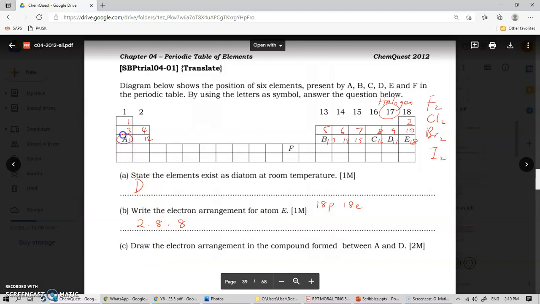Next question, draw the electron arrangement in the compound form between A and D. So we know A is in group 1, therefore the ion form will be a positive 1 ion. And D is in group 17, therefore the ion form will be a negative 1 ion. So we are going to draw. Let me just write down that A is from group 1 and period 3. D is from group 17 and also period 3. So let us try and draw the electron arrangement of the compound.